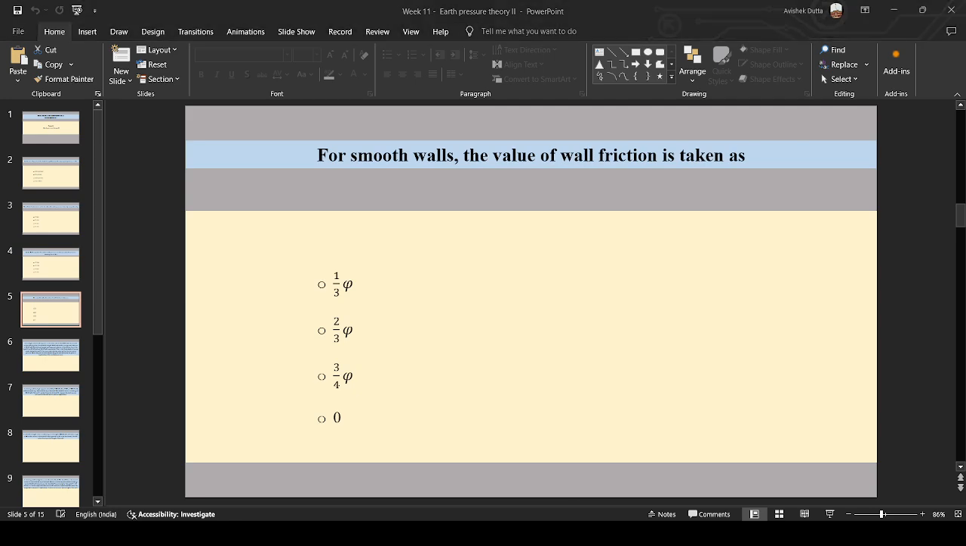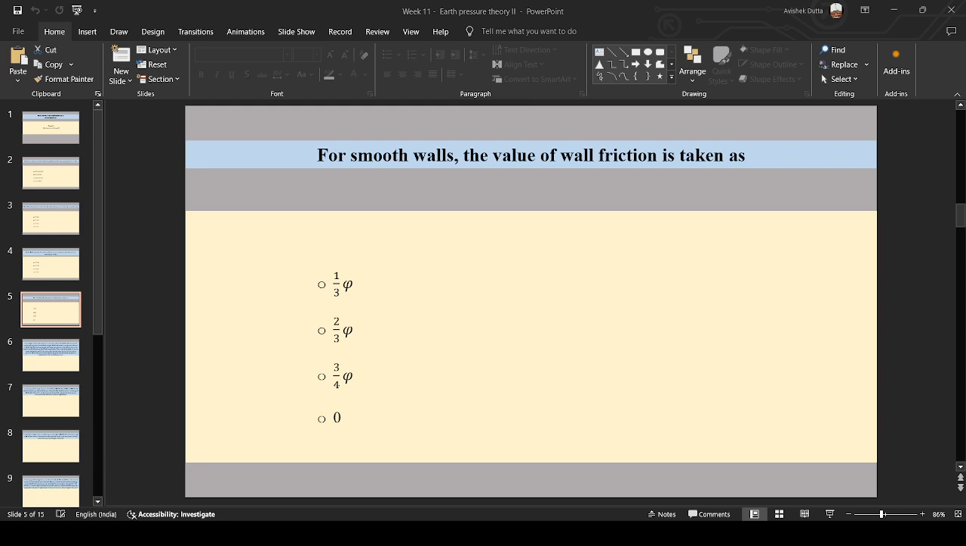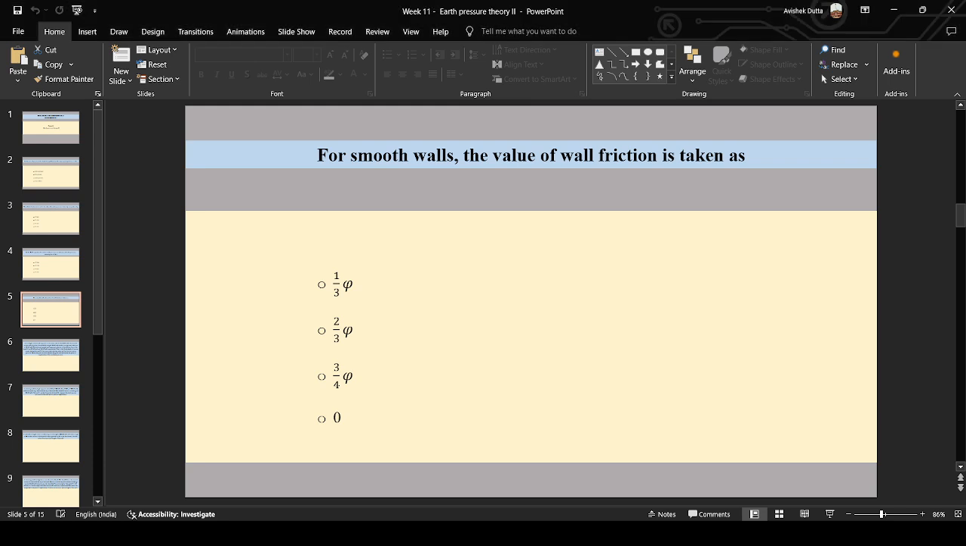For smooth walls, the value of wall friction is taken as. Wall means the retaining wall, the one that contains the backfill. For smooth walls, the value of wall friction is taken as.